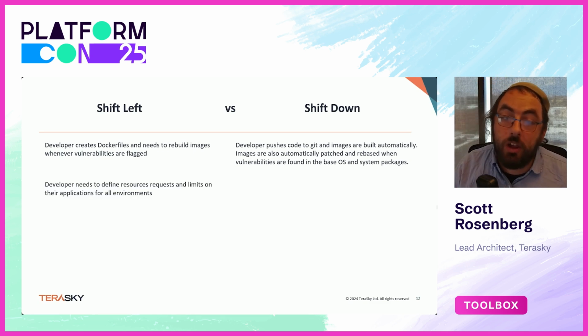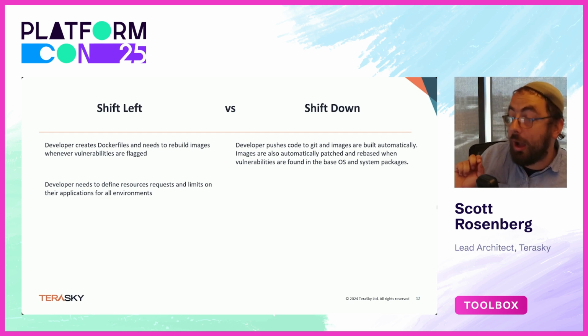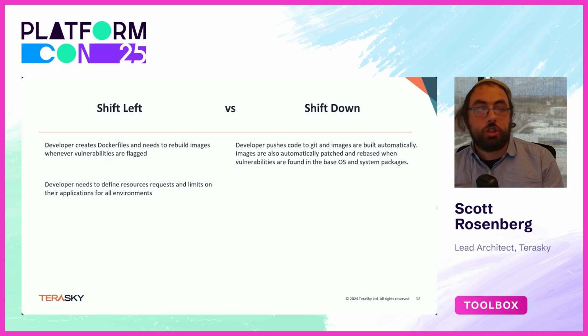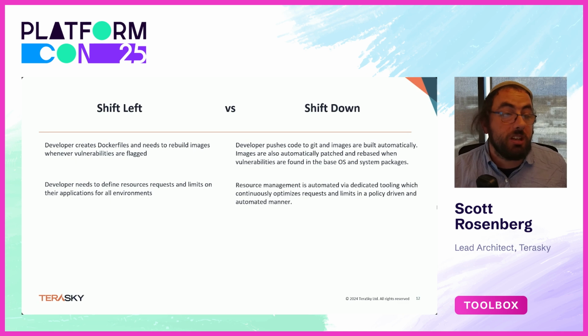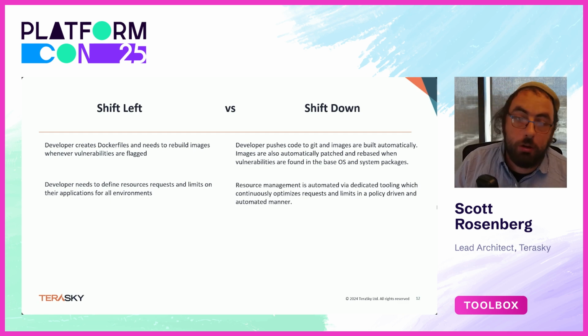In a shift left approach, a developer needs to define resources, requests, and limits on their applications for all environments. Challenge: developers don't know how many resources their application actually needs. By the way, neither do operations teams, but that's a whole other issue. In a shift down approach, resource management is automated via dedicated tooling which continuously optimizes requests and limits in a policy driven and automated manner.